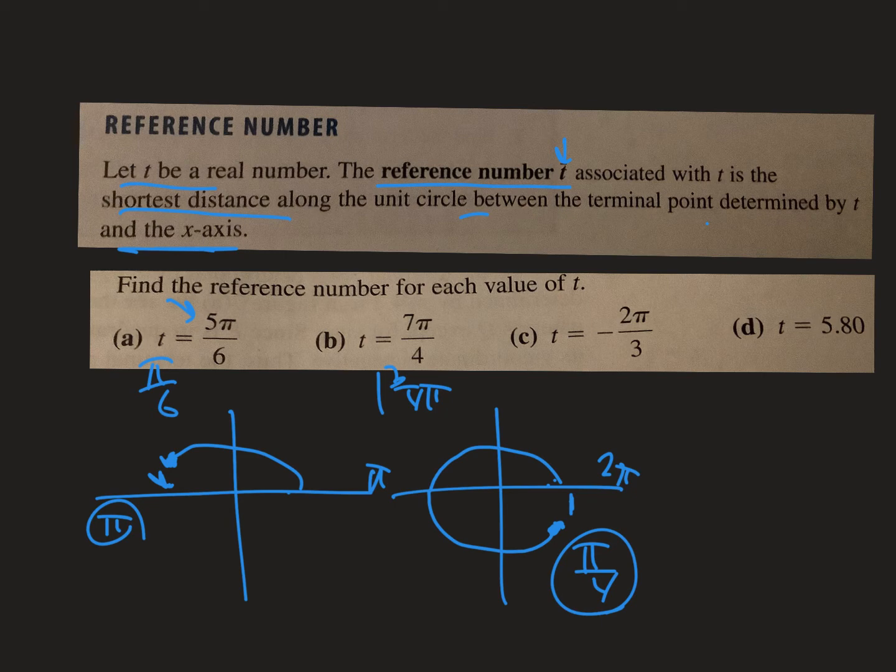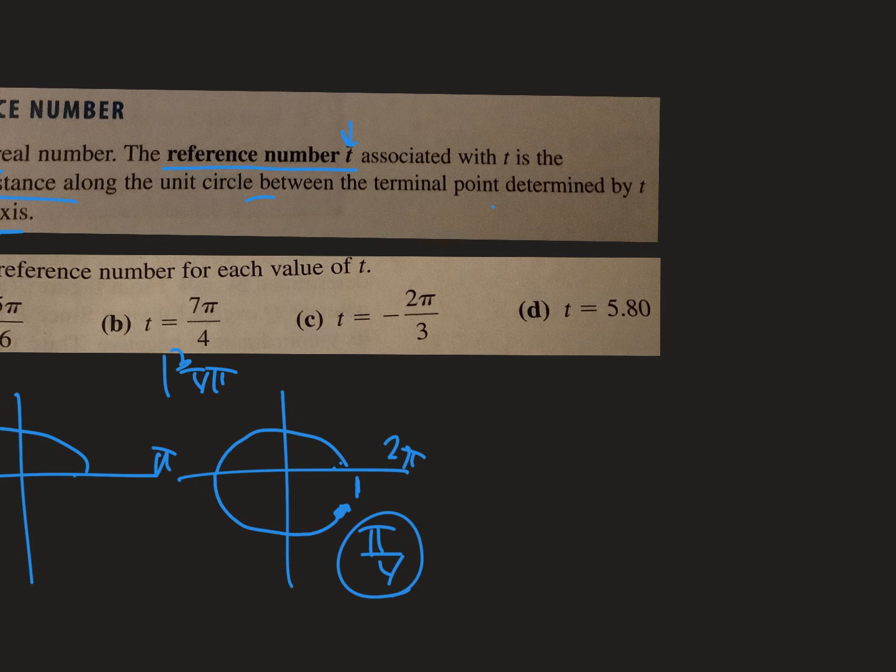Look at part C. Let me move my pictures away. Part C says 2 pi over 3, negative 2 pi over 3.